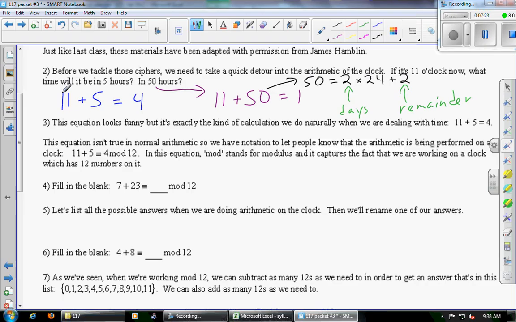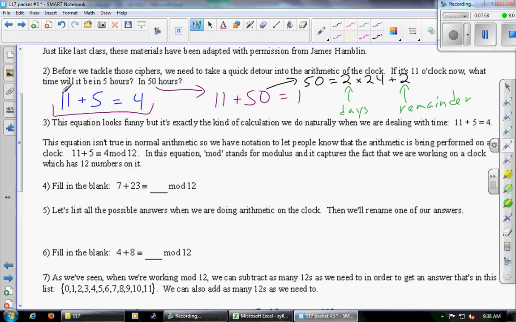Okay, let's go to number three, and we'll go to Stephanie. Okay, Danny? So it looks like equals. Generally, you say congruent to, but it's fine to say equals. Go ahead.